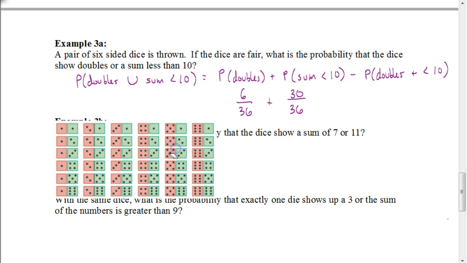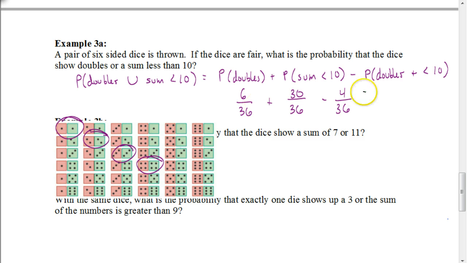But now we're going to subtract from that the number of doubles that are less than 10. So we have a 4 and a 4, a 3 and a 3, a 2 and a 2, and a 1 and 1 that are all less than 10. We have to subtract those because these are being repeated. We don't want to count these twice. So that's why we're taking them away. So we have 4 out of 36 that are being repeated.